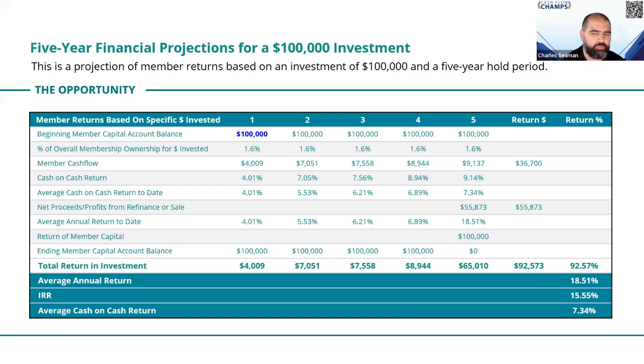And you would project to receive about $55,000 in a lump sum on the back end when the property sells. So in total, it'd be roughly $92,000 between cash flow and proceeds from sale. And that works out to just north of an 18.5% average annual return.